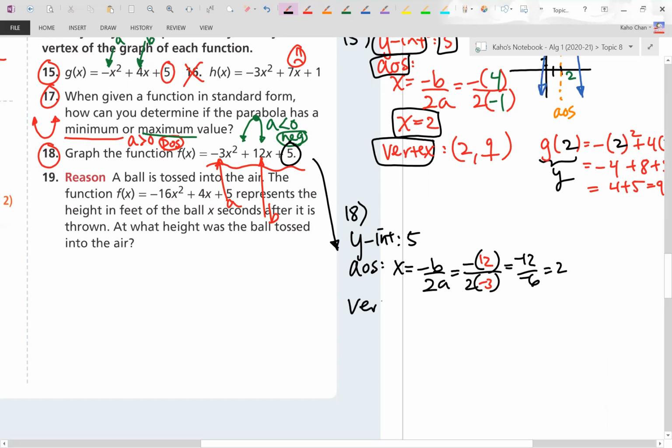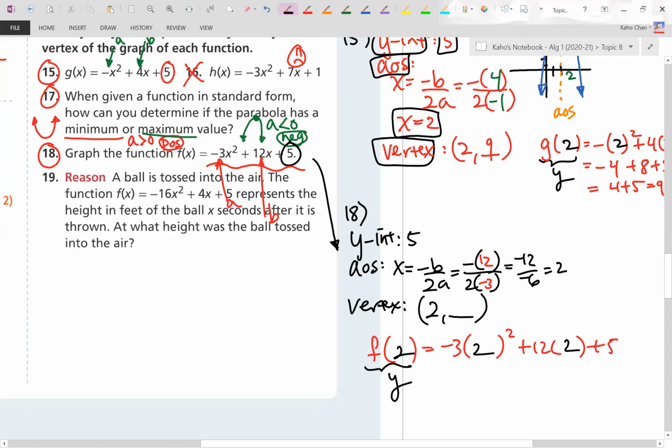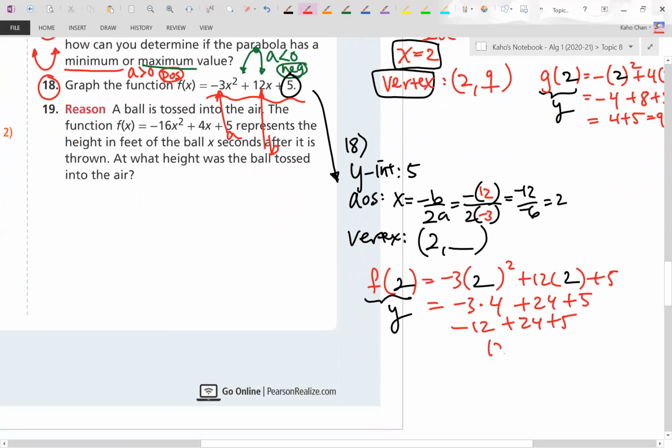Vertex. We know half the vertex already, 2, blank. Let's plug in 2 into the function. Here we go. Let's do the math here. F of 2 equals -3 times 2 squared plus 12 times 2 plus 5. We'll plug in the number 2. Do the math here. 2 squared is 4. Negative 12 plus 24 plus 5. 12 plus 5. Oh my gosh, 17. That's a crazy y value. But we're done.